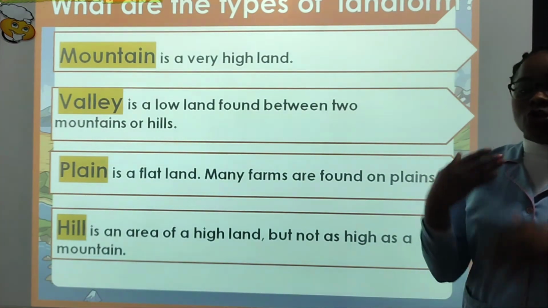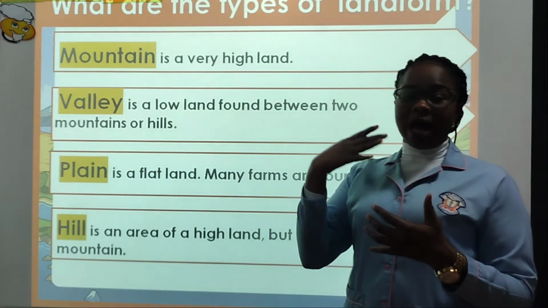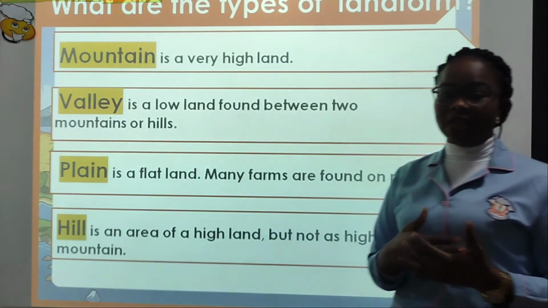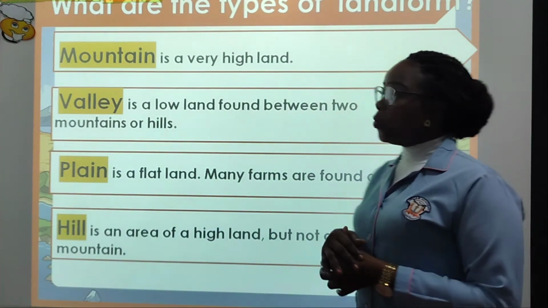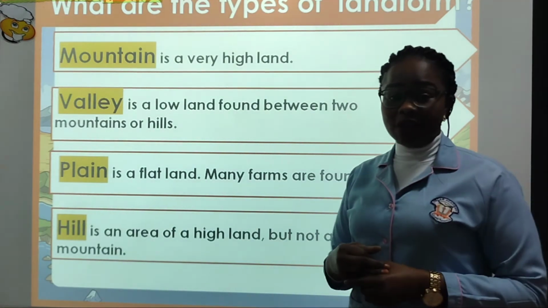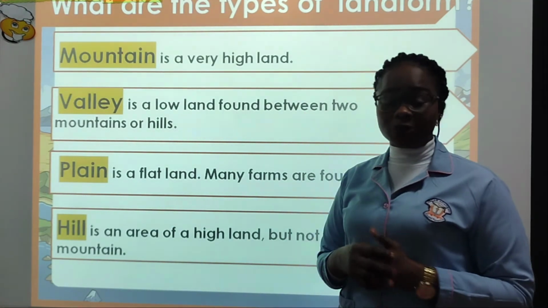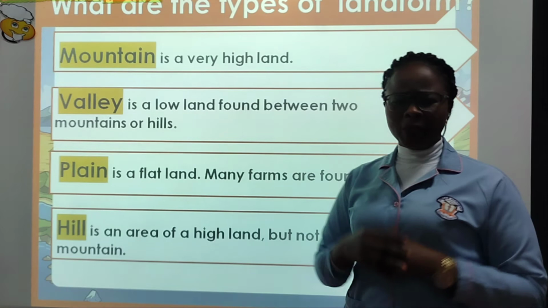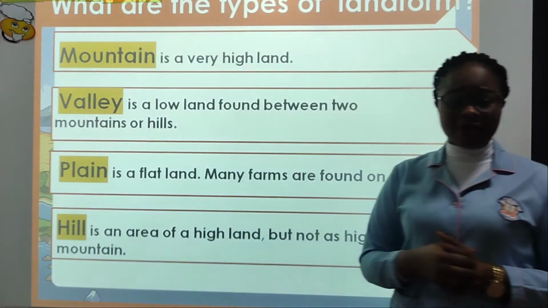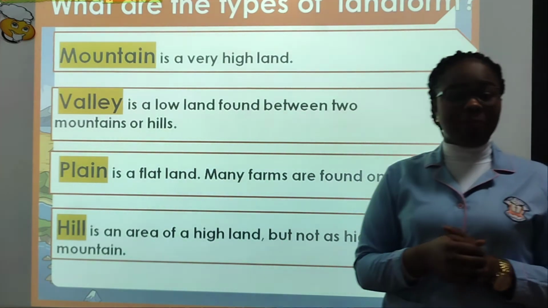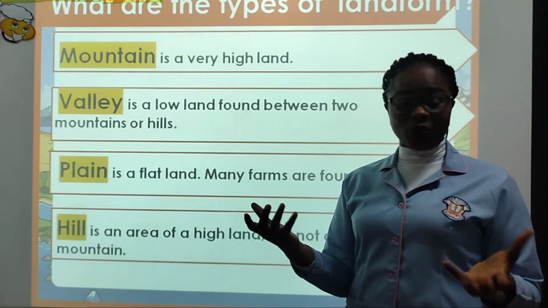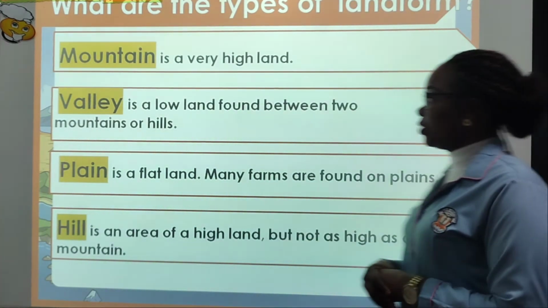So you go and make a research and look for another type of landform. A desert is also a type of landform. A volcano is also another type of landform. Can you tell me another type of landform that you know, or you can make a research about it and tell your teachers in your various classrooms, okay?